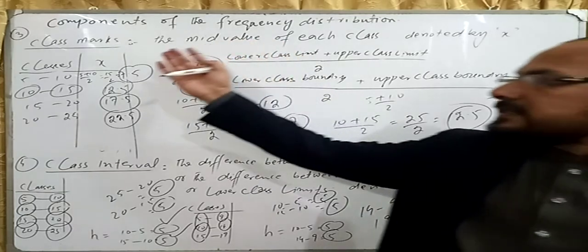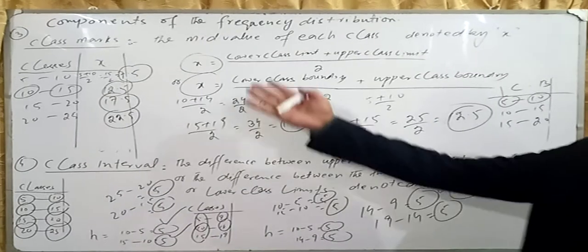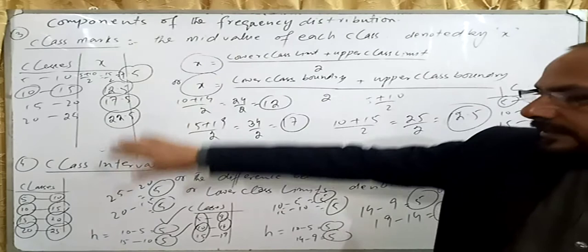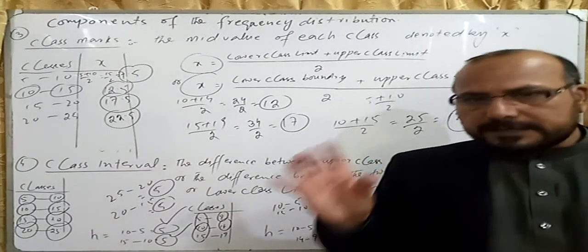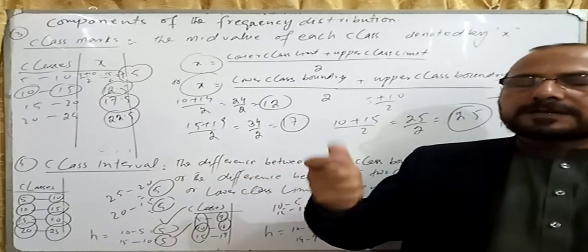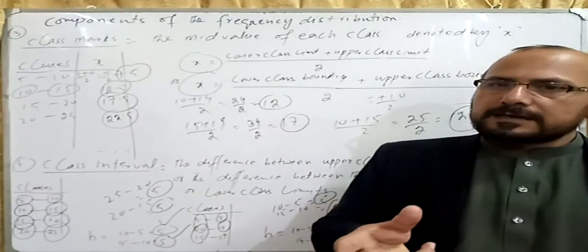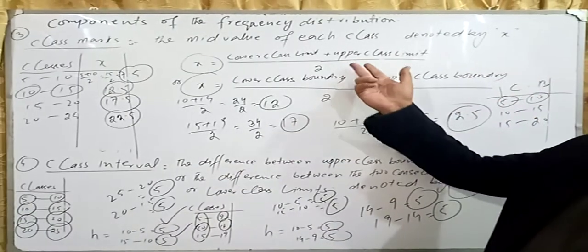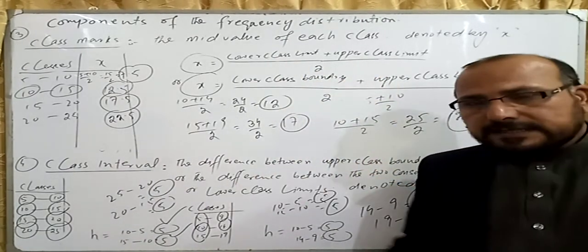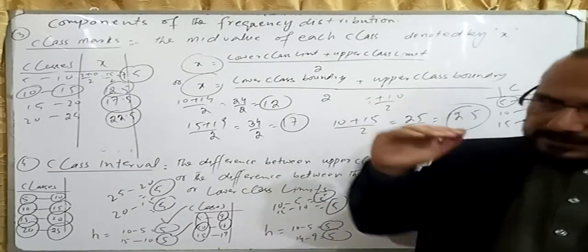Whether the classes are in discontinuous form or continuous form, you can find out the class mark. Today's lesson was related to the class mark and the class interval. Class mark is the mid value of each class. If the classes are in continuous form, meaning the class boundaries are given, or in discontinuous form, meaning the class limits are given, you can find the mid value of these classes by using these formulas. And the class interval shows the width, the length, the difference amongst the classes.